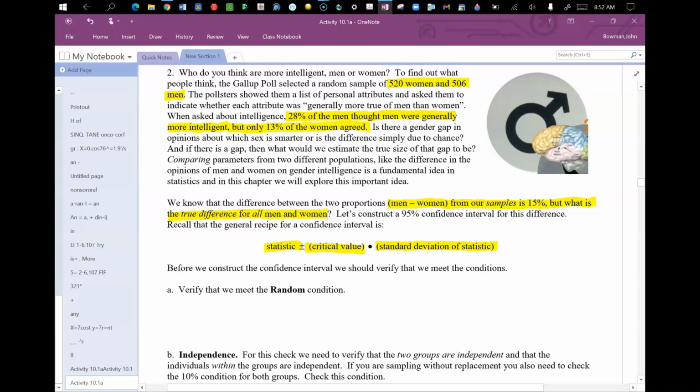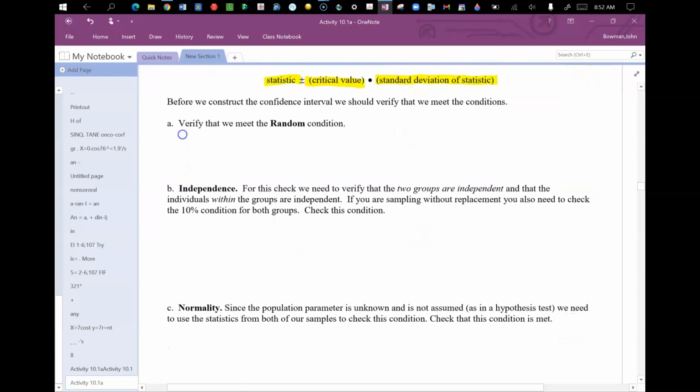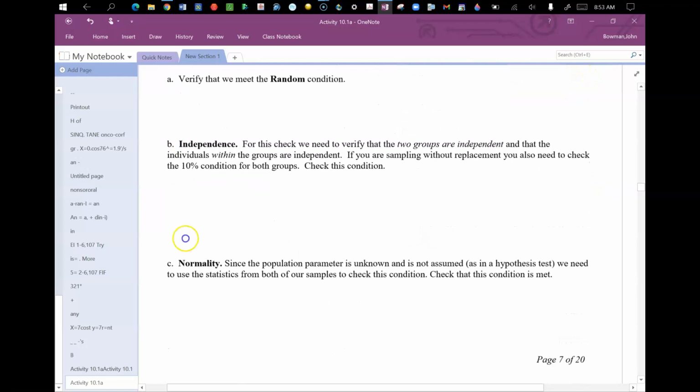We don't have any other information about, for example, whether they did this amongst a particular group of people, like from a particular church or a particular race or things like that. So we have to assume that the two samples are also independent of each other.